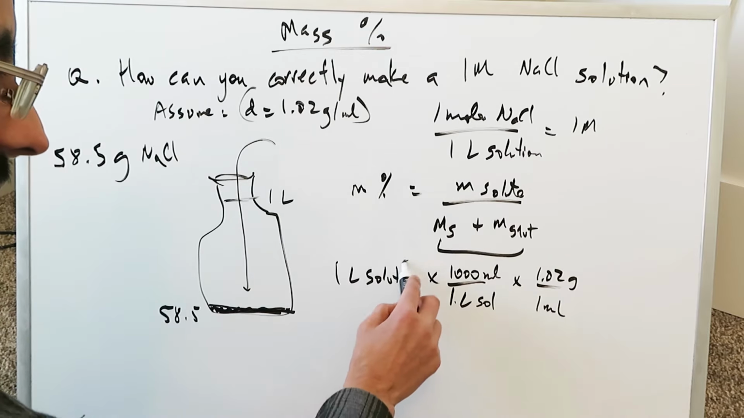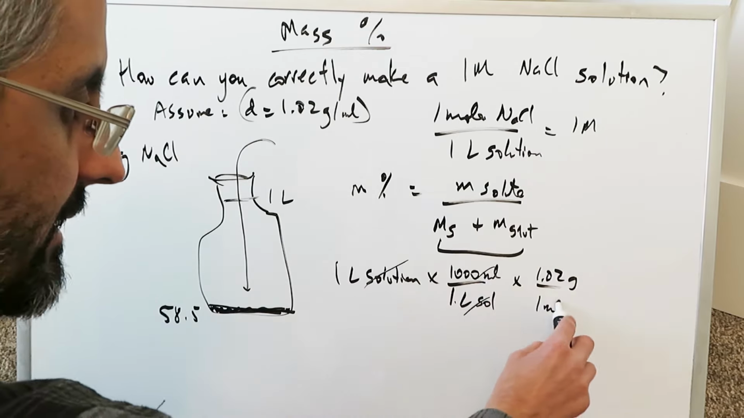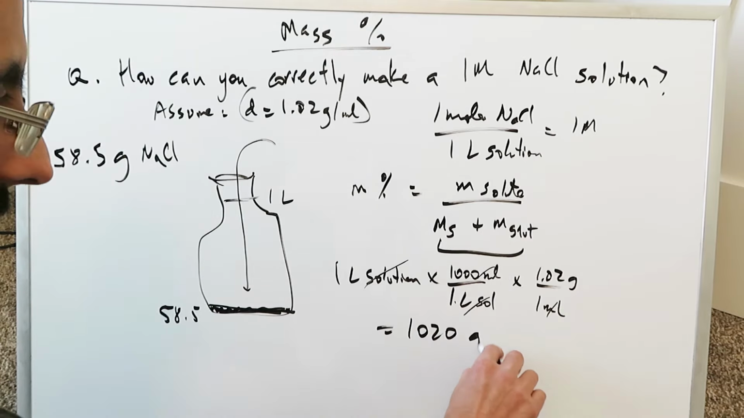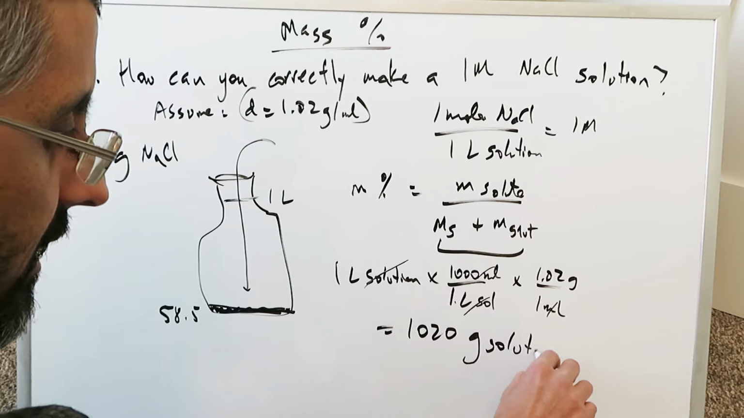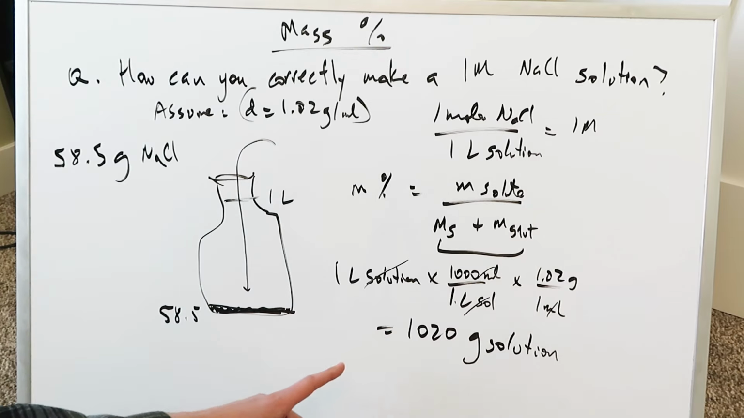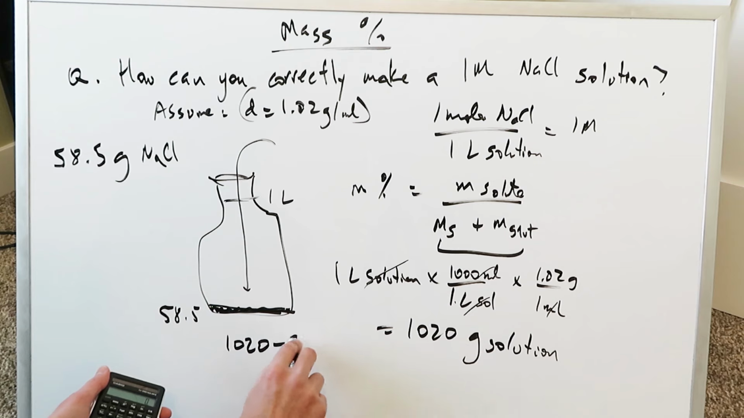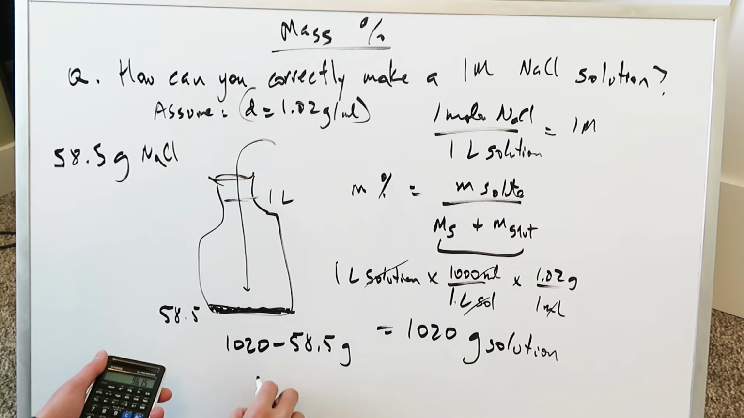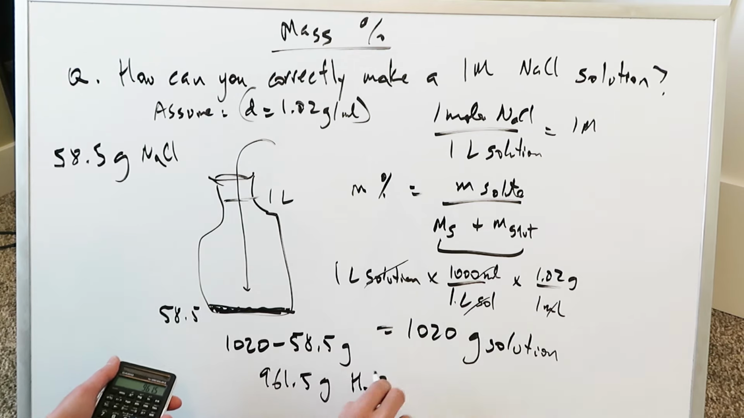Look what ends up happening. The liters cancel out, and the milliliters cancel out, and you end up with 1020 grams of solution. How do you know how much of that is solvent? It's not hard, because you already have 58.5 grams of solute. You do 1020 minus 58.5 grams, and that gives you the grams of solvent. Let's put this value down: 961.5 grams of solvent, which I'll assume to be water.